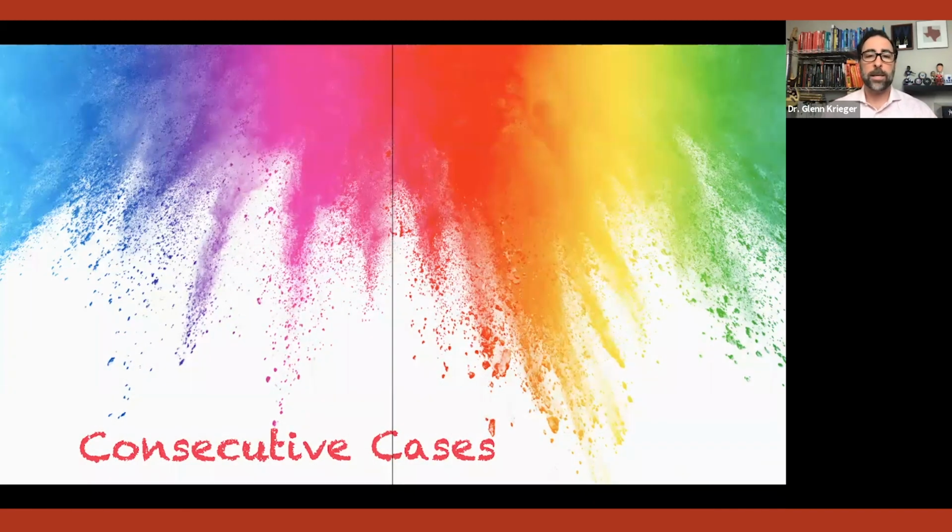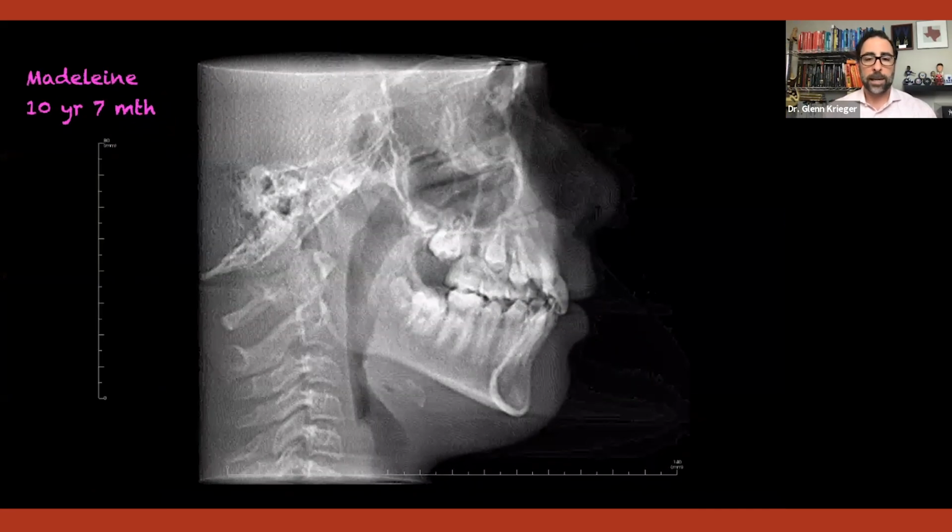And so let's start talking about some cases here. So this is Madeline. She's 10 years, 7 months, and there's her lateral ceph. Nothing remarkable to jump out at you right now. Airway looks reasonable, right? If we're looking at it from a lateral ceph, not excessive overbite or overjet, and the proclination of the lower teeth looks pretty good.